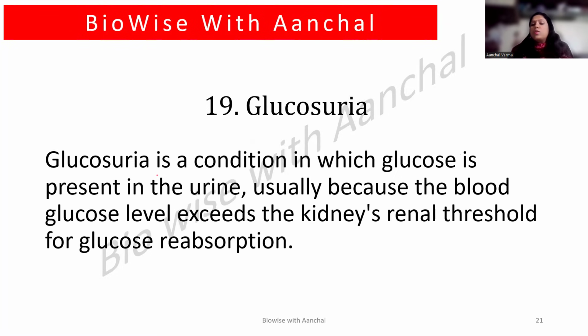Next one is glucosuria. Now, glucose, if you remember in the excretory system chapter, is an essential biomolecule that is reabsorbed in the PCT, that is the proximal convoluted tubule, in the second step of urine formation, that is reabsorption. So, if glucose is passed into the urine, that means the kidney function is not happening properly, or there is an elevated level of glucose in the blood. So glucosuria is a condition in which glucose is present in the urine, usually because the blood glucose level exceeds the renal threshold for glucose reabsorption.